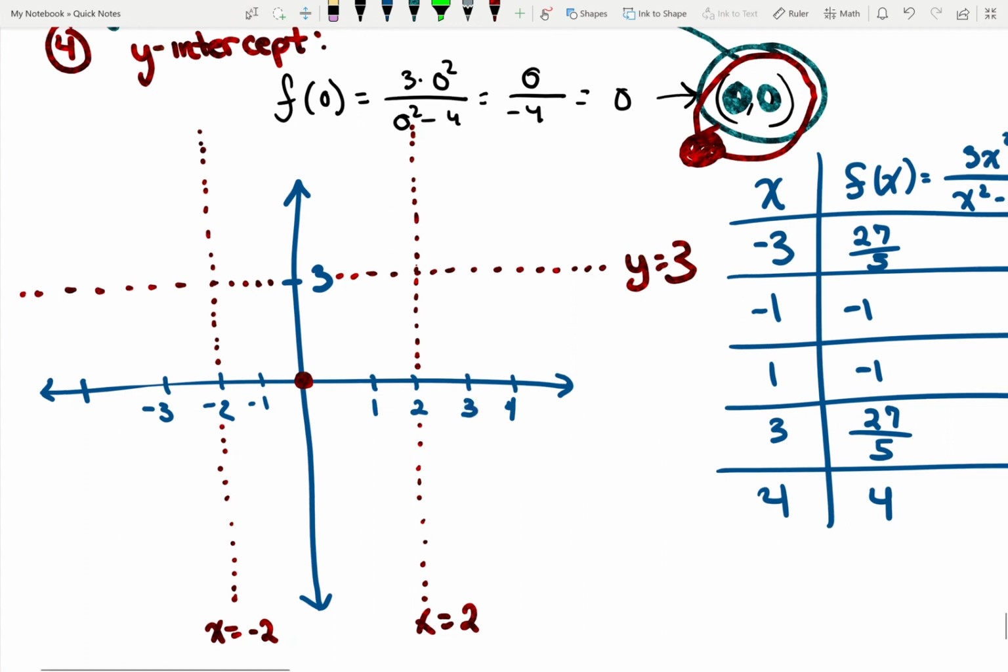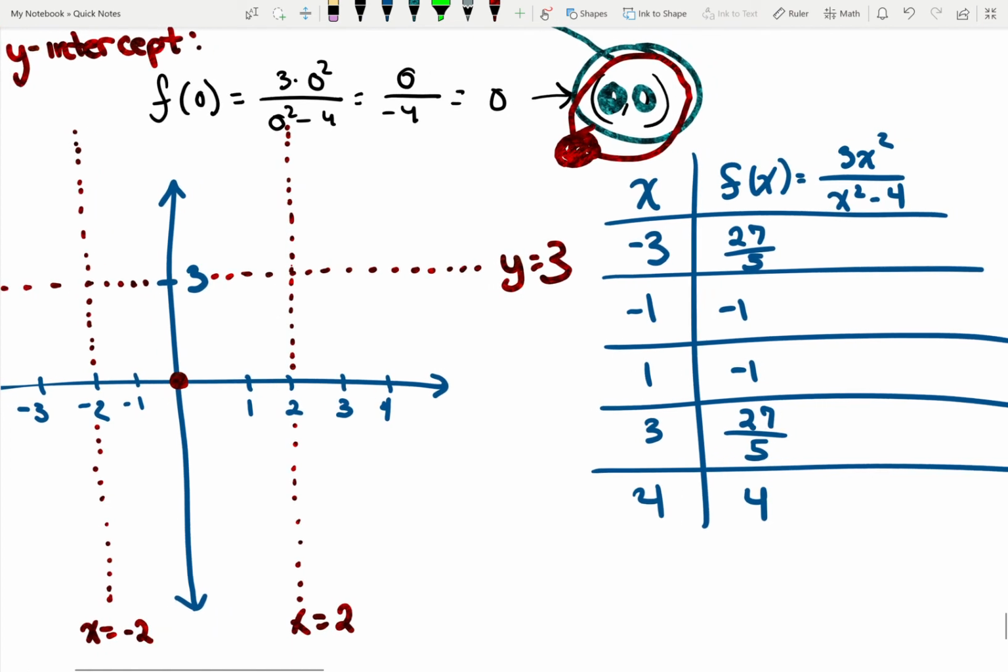And I'm going to put all those x's into my function, and this is what I get. When x is -3, I get 27 over 5. I think that's a 5 actually, 27 over 5. Let me just double check that for us. Yep, that is. When x is -1, I get y is -1. When x is 1, I get y is -1. When x is 3, y is 27 over 5. When x is 4, y is 4.